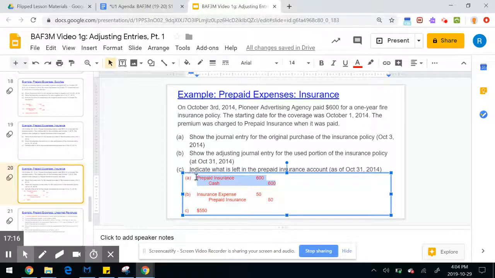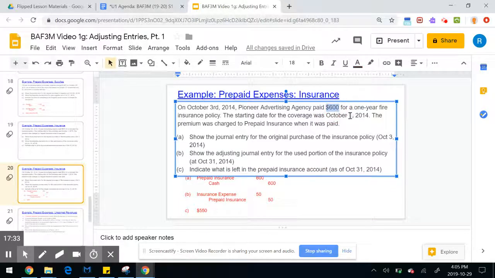Now the adjusting entry is something we do at the end of the period to make sure it's accurate. So on October 31st, we can't just do nothing, because if we do nothing, then the value of prepaid insurance on our October 31st balance sheet is still going to say $600. But that's misleading, because $600 was a 12-month policy and 1 month has gone by, because it took effect on October 1st and it's now October 31st.